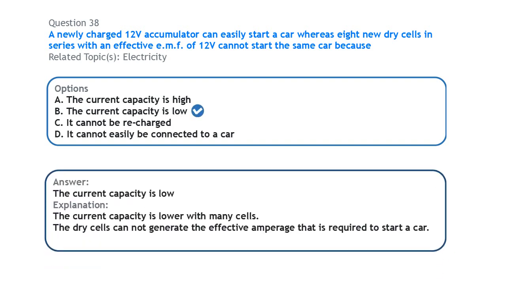This is because the current capacity is low in them. Okay, the current capacity is low in those 8 dry cells connected in series.